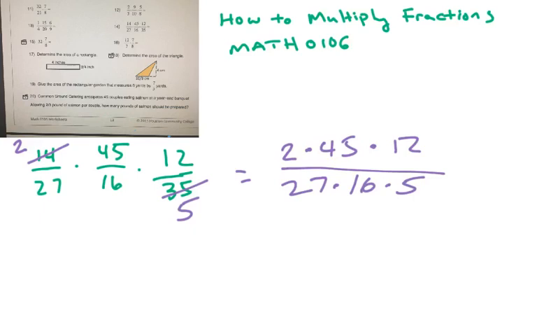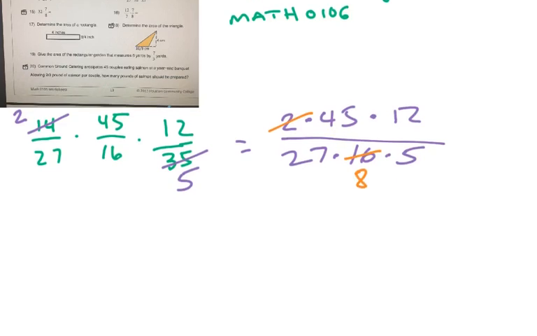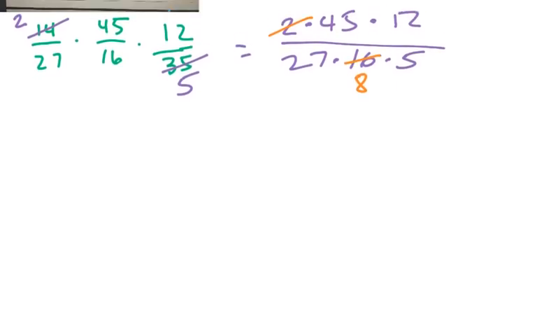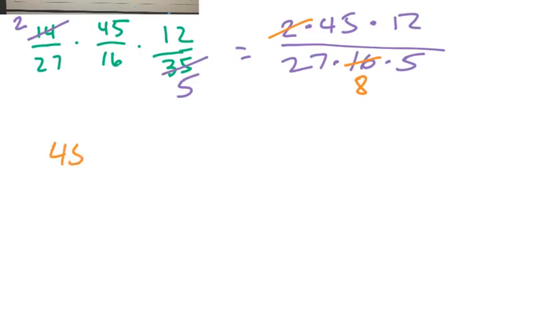All right, so what am I going to do next? Well, I'm just going to go left to right, so I see 2 and I see 16, so I'm like, well, 2 and 16 are both divisible by 2, and that's going to leave me with 8 here. So that leaves me with 45 times 12 over 27 times 8 times 5.